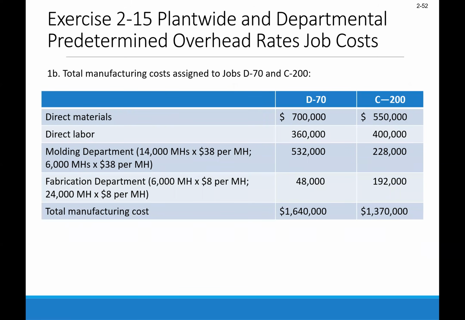So you see here, they gave us our direct materials, they gave us our direct labor. We take our predetermined rate times actual machine hours or actual direct labor hours to come up with our manufacturing costs per department.